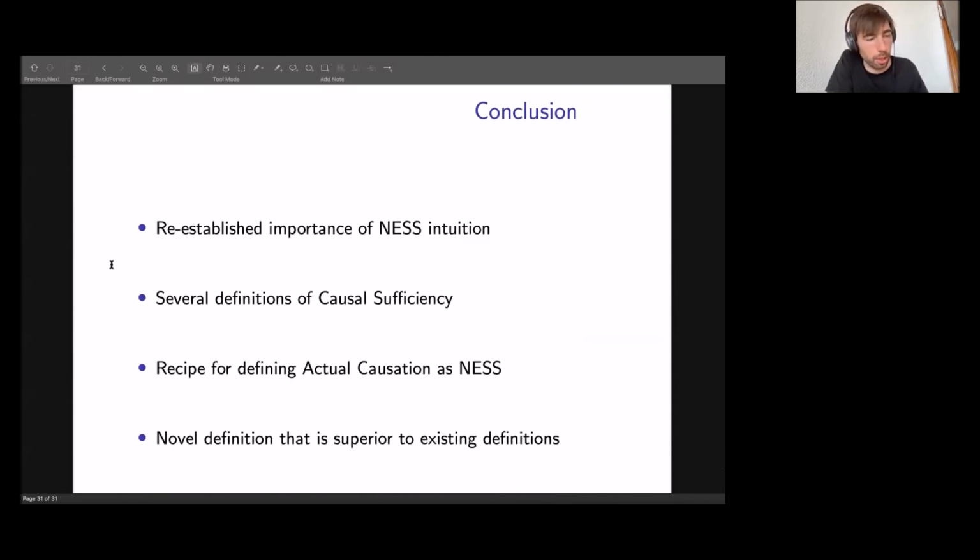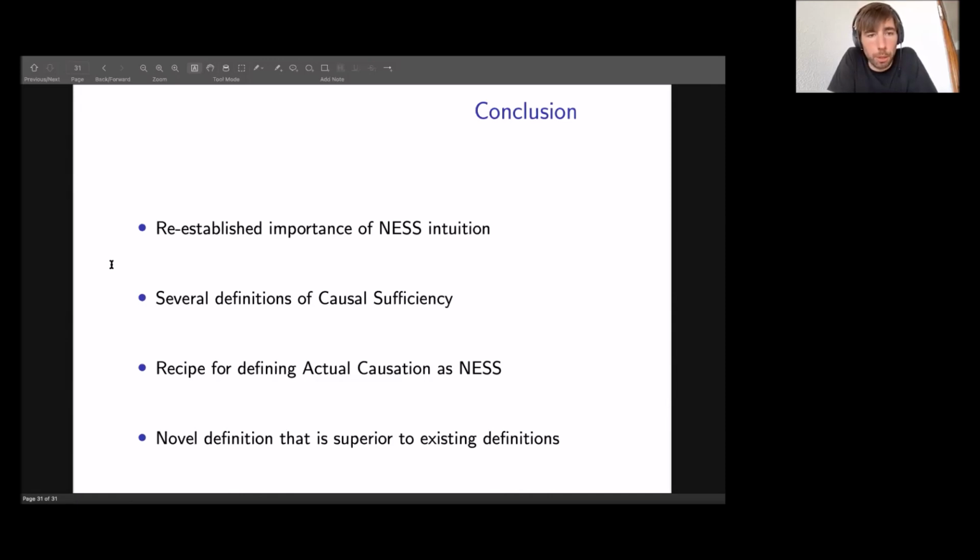So let me summarize what I've been trying to convince you of, namely that the Ness intuition, which actually has a long tradition in history, in philosophy, in particular in legal philosophy, is important, and it was on the right track, and Pearl was very correct to start out with it. But we should reestablish its importance also when we come down to the formal details, rather than merely a source of inspiration.